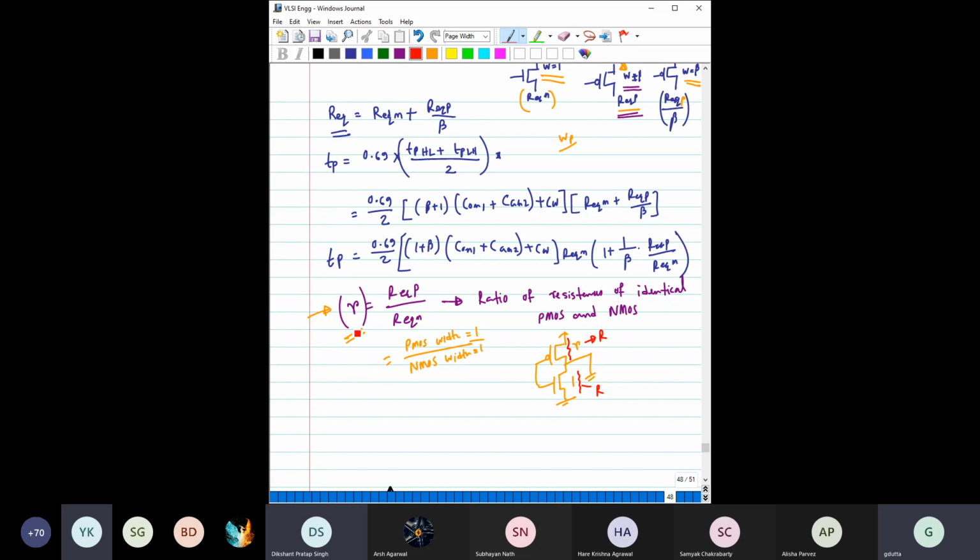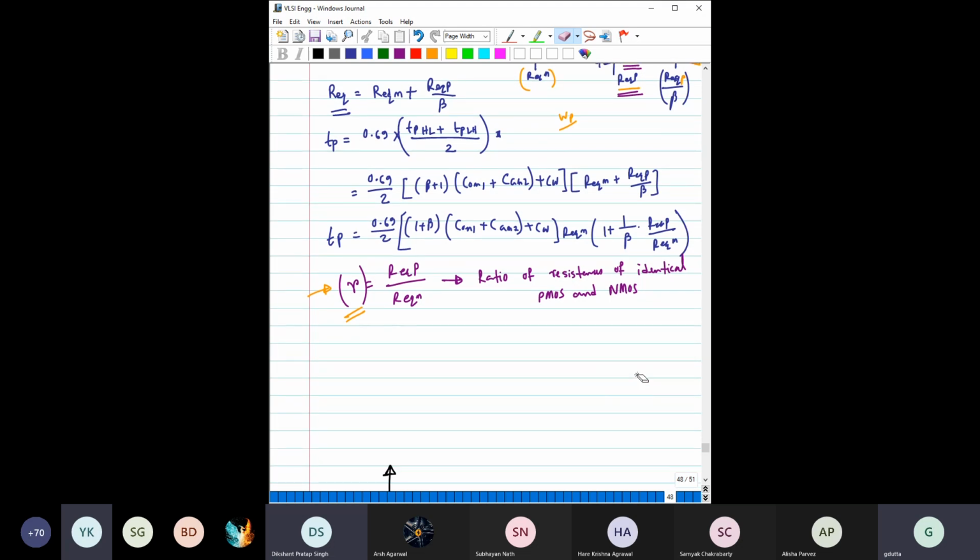So earlier we have always kept PMOS width by NMOS width equal to R, right? But now we are thinking about it from a bit different perspective. Now our perspective is that we should get a propagation delay which is minimized, right? So for that, what should be the ratio, or what should be the value of this R, or what should be the criteria for that?